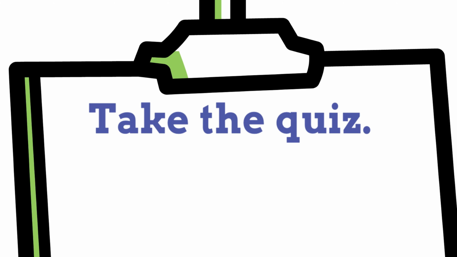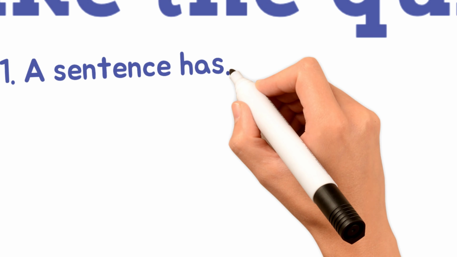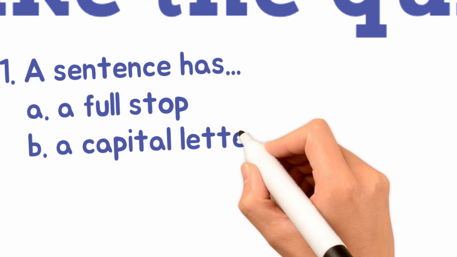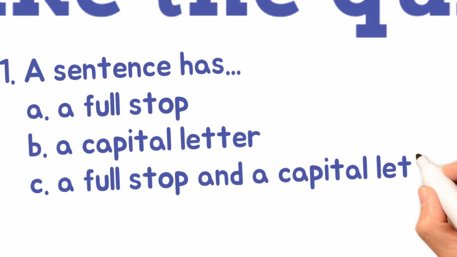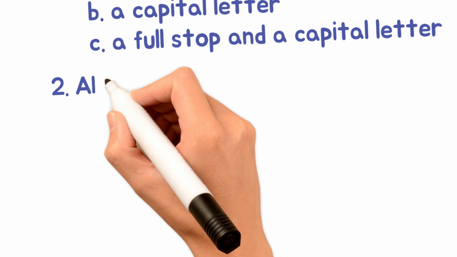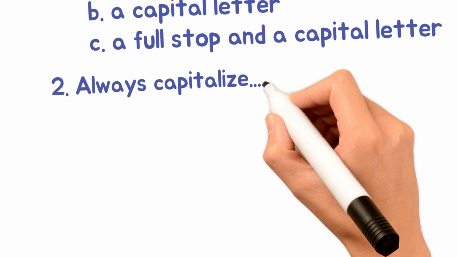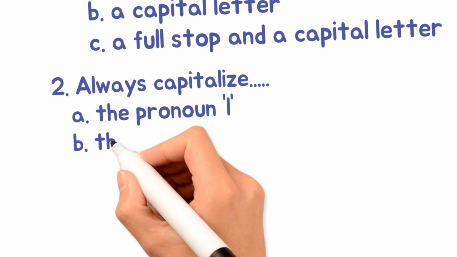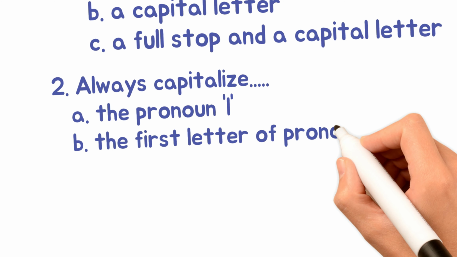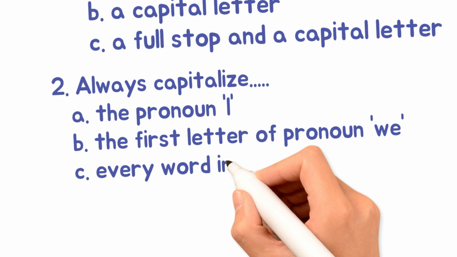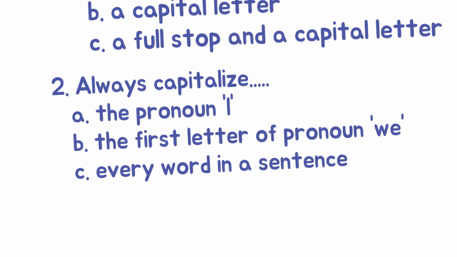The first question is, a sentence has, now you have three options. The first option is a full stop. The second option is a capital letter. And the third option is a full stop and a capital letter. You just think of the answer and keep it with you. The second question is always capitalize. Now you are supposed to tell what. The first option is the pronoun I. Second option is the first letter of the pronoun we. And the third option is every word in a sentence.